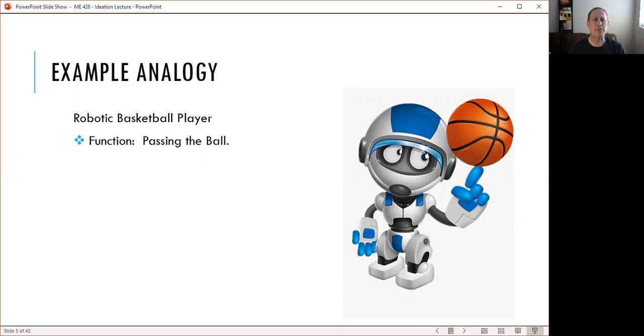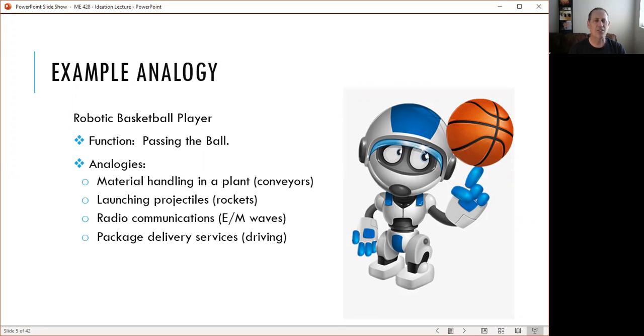And some quick examples there. If we think of the function of passing a ball, we want to design a robot that will pass a basketball. Some analogies you can make to passing a basketball are perhaps material handling in the player. You're moving things from one place to another, and conveyors are something you might think about. Launching or throwing something, well, rockets are a way of launching things. Also, you can send things by not using physical objects like EM waves, radio communications, or waves in the ocean. Maybe you can get something from that analogy.